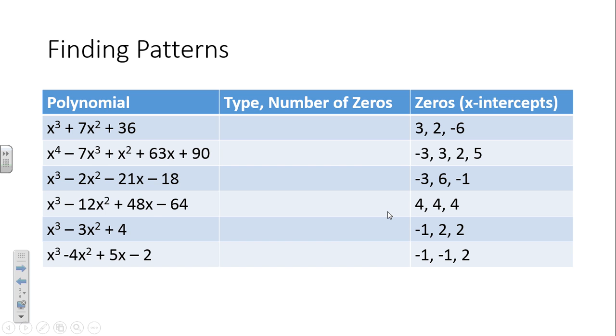And it had how many zeros or x-intercepts? 3. Okay, this is one that we explored in that polynomial function exploration. So we're just summarizing all the stuff that we've done. So we had 3 zeros or 3 x-intercepts. So this was a cubic or a third degree, and it had 3 zeros. Okay, what about the next one?